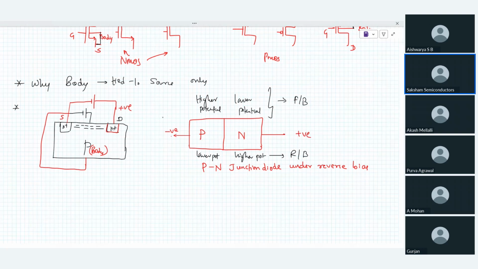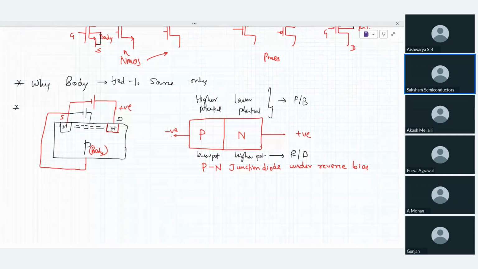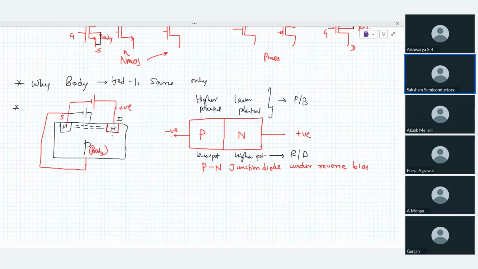So this entire aspect of why we should tie the body to the source, or negative potential, if I consider my NMOS, and what happens towards the drain side, where there is a reverse biased PN junction, we're going to address all of this. This is the concept called body effect, which we usually call a second order effect. We're going to look into all these things in my next session.